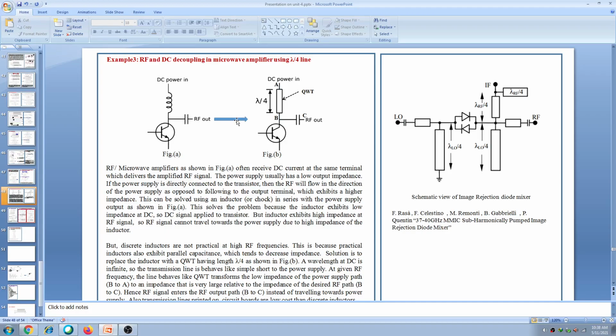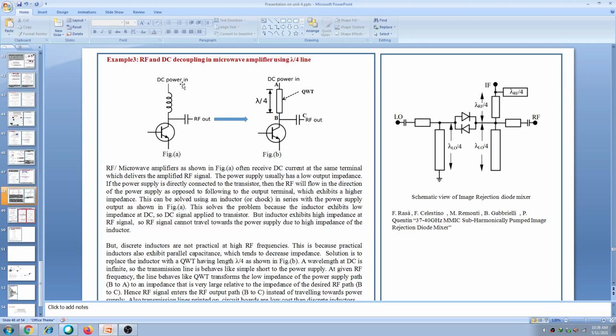So what happens here? For example, this RF output is connected to some next circuit. If the impedance of that next circuit is high, that means if the signal comes here and there is a high impedance here, then the signal will not flow like this.